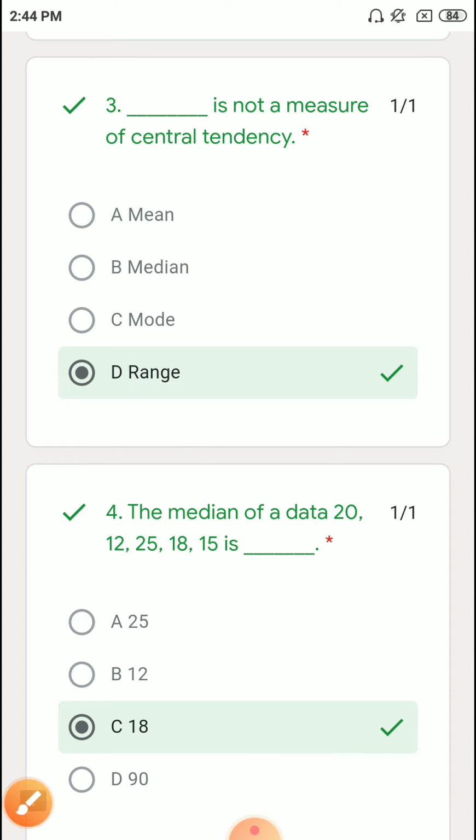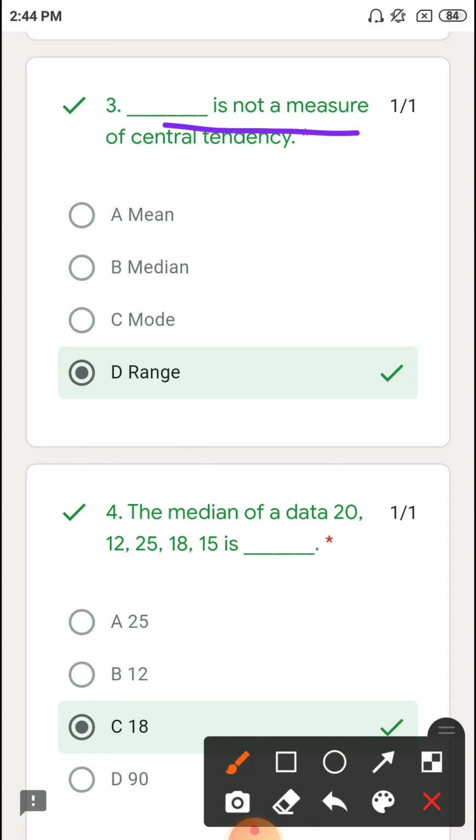Here it is written, which is not a measure of central tendency. So these three are the measures of central tendency, so our answer is range. Actually range is a measure of dispersion. It is not a measure of central tendency, but it is a measure of dispersion that we learned in our standard 11. Right now, the measures of central tendency are mean, median and mode.